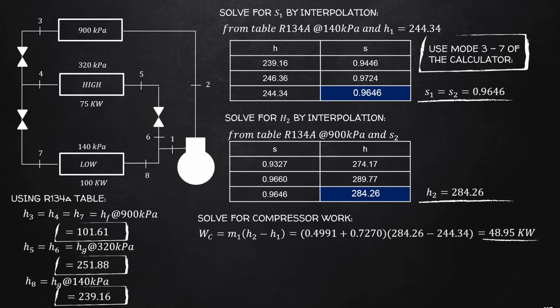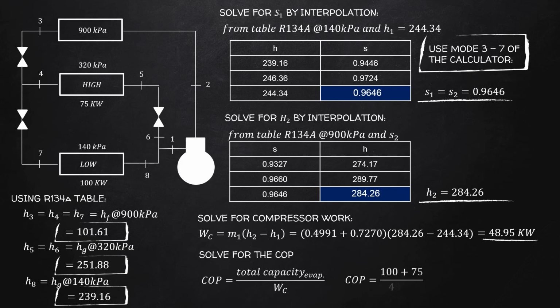All the needed values are now available. So, we can now solve for the COP of the system. We will use the formula COP is equal to total evaporator capacity over compressor work. Substitute the values, then simplify. And we got the value of COP, which is equal to 3.57.